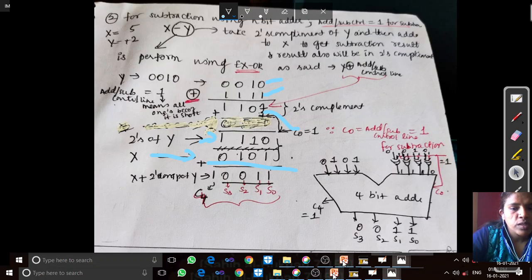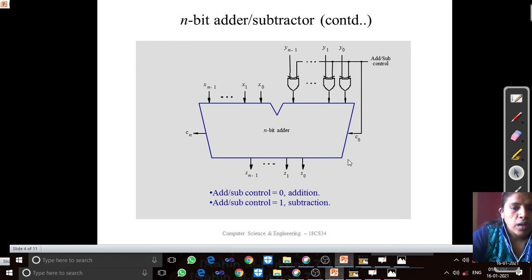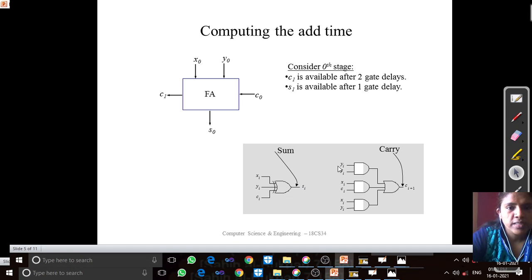Now let us move to the PPT. I hope this circuit is clear with the example. Now let us compute the time incurred in this full adder, and we'll try to analyze why this ripple carry adder is slow and why we have to design a fast adder. That is our topic of talk.